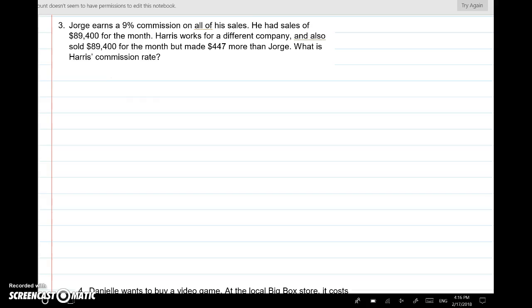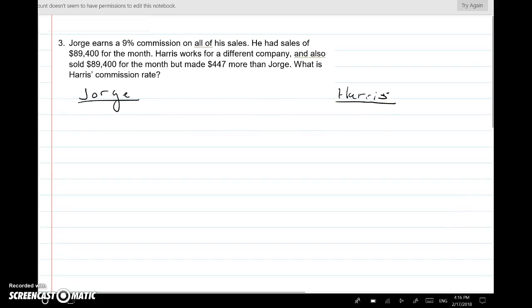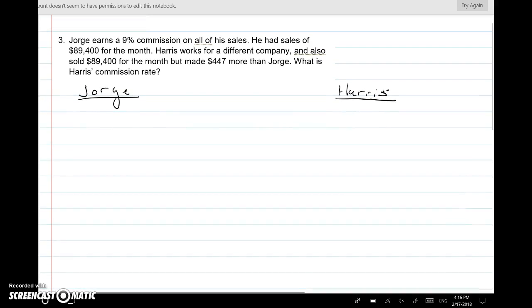There's a lot of information here, but one thing we know for sure is we have two different people, Jorge and Harris. So let's write that down so we know who we're working with. We have Jorge and Harris. And let's start talking about Jorge first. He earned 9% commission on all his sales, and he had sales of $89,400.